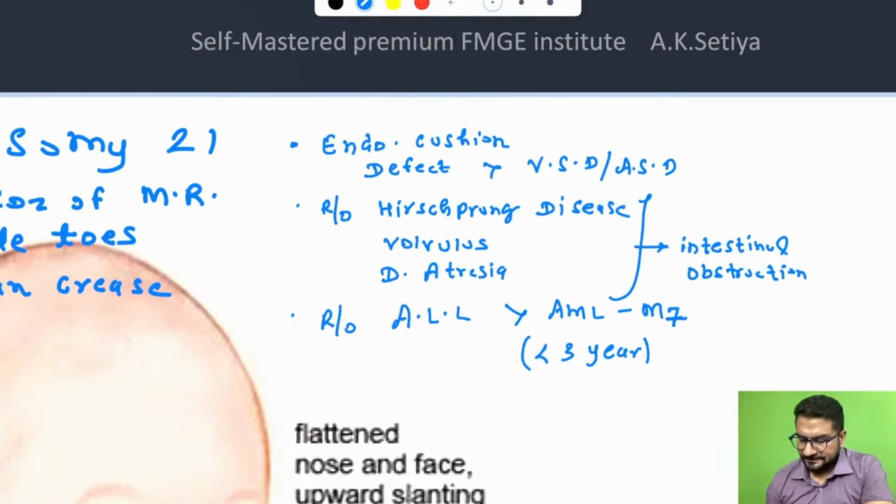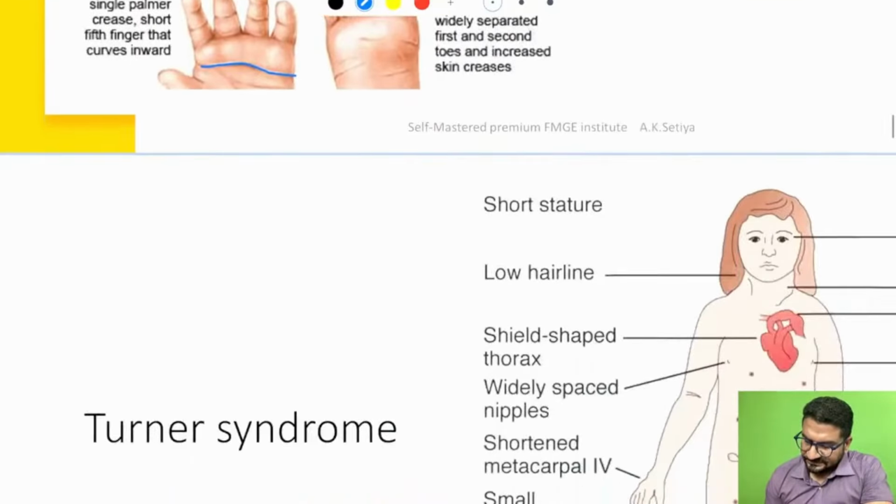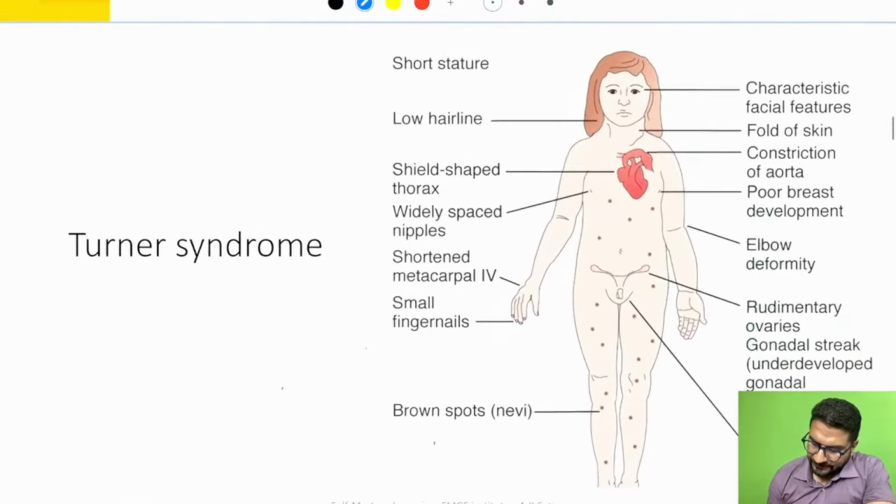M7 type of AML. So these are the MCQs that they ask on Down syndrome. Now compare this with Turner syndrome. अब इसको कंपेयर करते हैं टर्नर सिंड्रोम से. So how we can compare this with Turner syndrome?